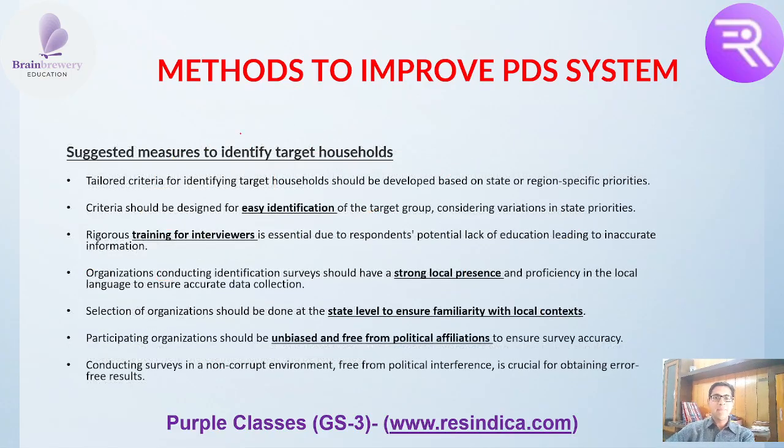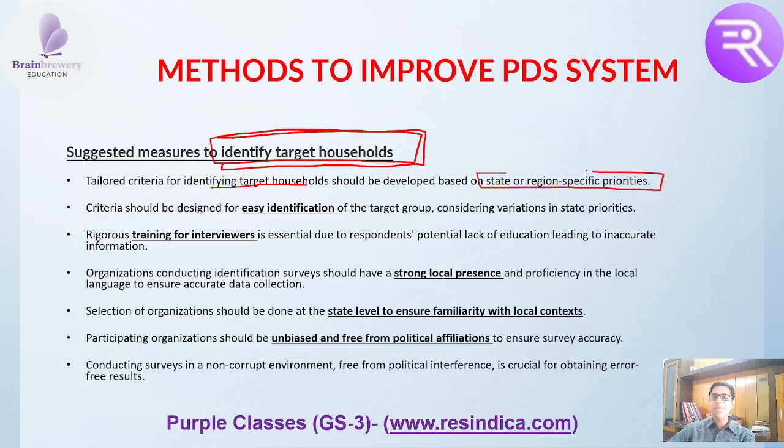Now, what are the measures to identify the household? What can you do to identify the household? Okay, so you have to follow a certain criteria. That is, identifying the target household based on state or region specific priorities. Region specific priority means that if a certain region has a certain priority, you will be able to properly attend to it, knowing that this region has this type of priority and this type of people we have to select here.